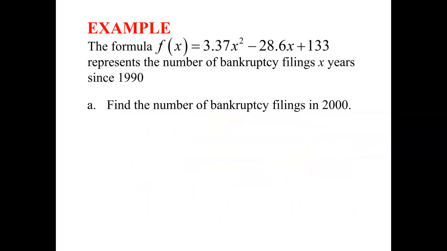Alright, so last one in 2 parts. I've got a formula that represents the number of bankruptcy filings X years since 1990. And it talks about businesses filing for bankruptcy. Find the number of bankruptcy filings in 2000. So what does X represent?